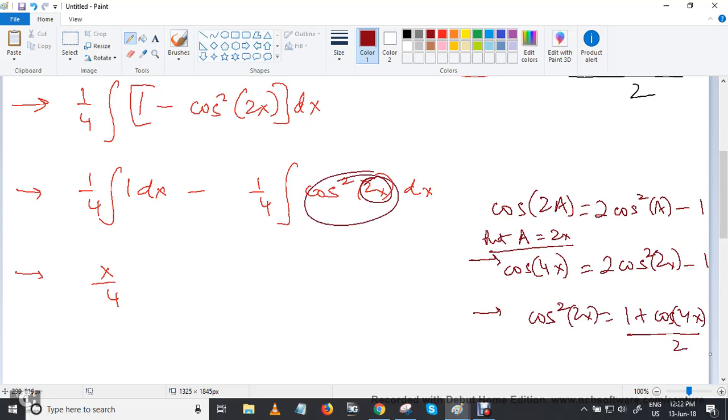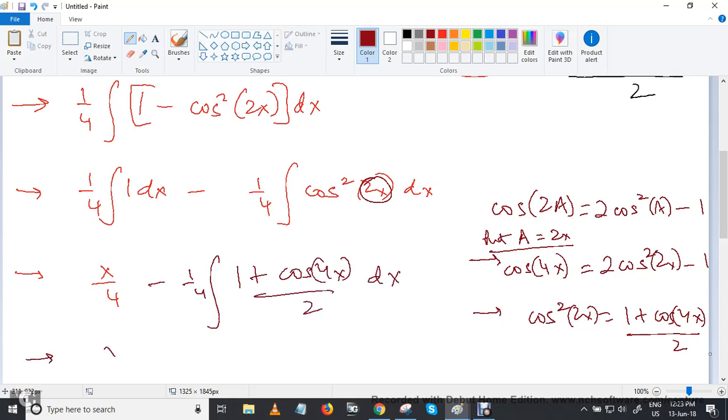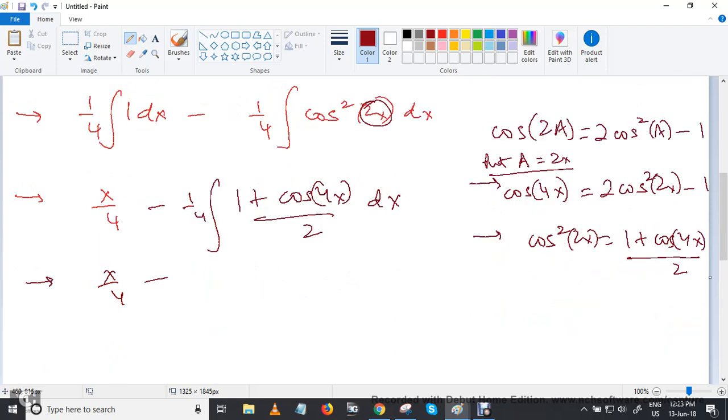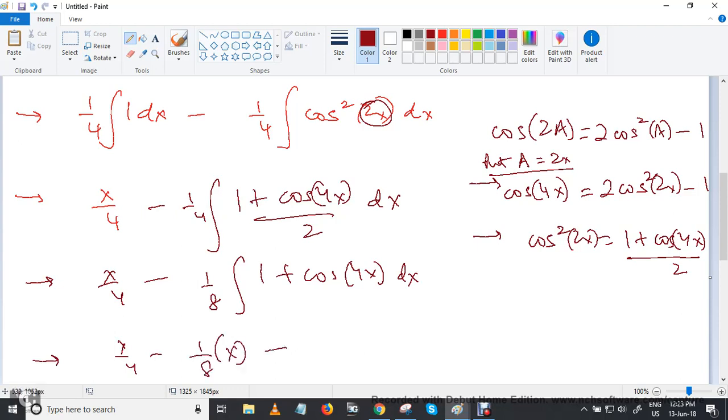Which is what we substitute over here. 1 by 4 times cos square 2x will become (1 plus cos 4x) upon 2 times dx. The 1 by 4 times 1 by 2 becomes 1 by 8 outside. 1 plus cos 4x times dx. And this will become 1 by 8. Integral of 1 is equal to x, minus 1 by 8 times the integral of cos 4x dx.